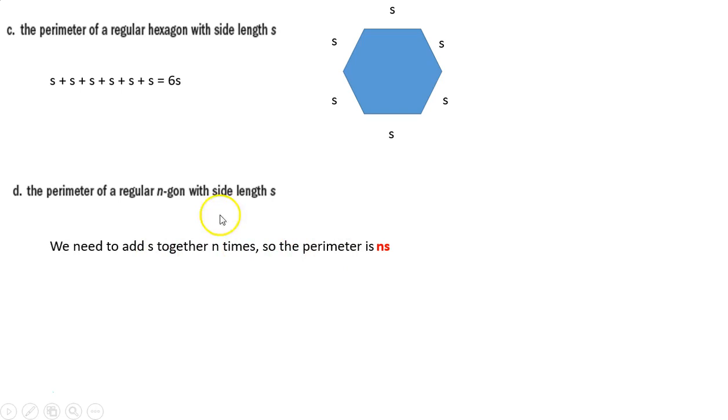So the perimeter of a regular n-gon with side length of S is going to be n times S. The number of sides times how long each side is will be the perimeter of a regular n-gon with a side length of S.